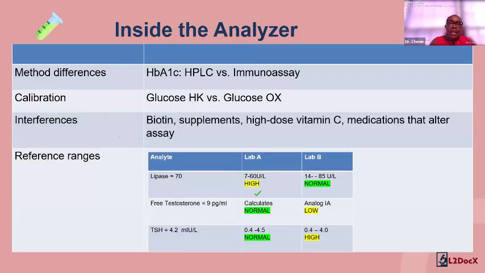Reference ranges. So let's say, for example, you went to one lab. I hope you can see my cursor here. It's under the analyte section. It says lipase. Your result was 70. Lipase is an enzyme. In lab A, the reference range is 7 to 60. So according to the reference range in lab A, your lipase is high. But when you go to lab B, the reference range is 14 to 85. Lab B says your lipase is normal. What are you going to do with these differences?